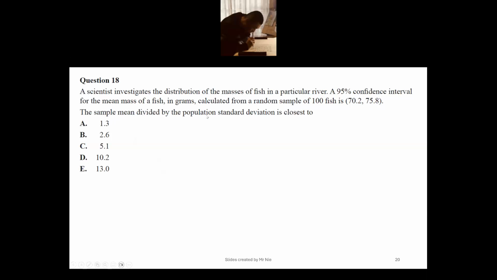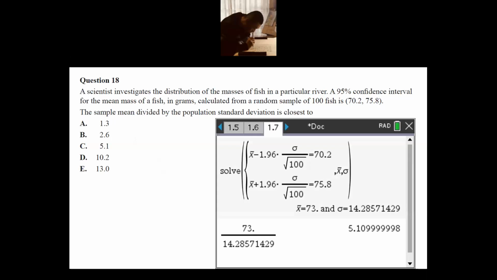Notice this word, population standard deviation. That means the standard deviation of the original distribution. What I did here was I constructed 2 simultaneous equations. X bar is the sample mean and sigma is the population standard deviation.